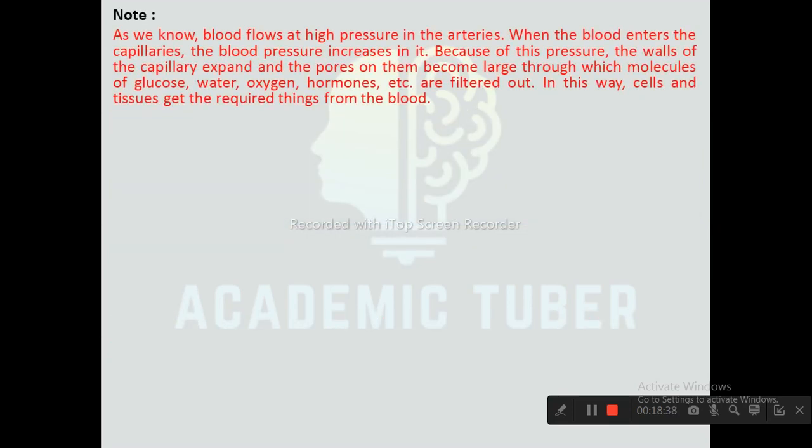As we know, blood flows at high pressure in the artery. When the blood enters the capillary, the blood pressure increases in it. Because of this pressure, the wall of the capillary expands and the pores on them become large, through which molecules of glucose, water, oxygen, hormones, etc. are filtered out. In this way, cells and tissues get the required things from the blood.